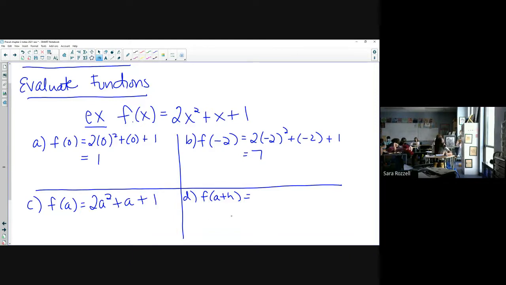On our last one, what's going in for our x values? A plus h in parentheses. So 2 times (a plus h) squared plus (a plus h). I could leave parentheses off here since it's a plus sign and there's no operation with it, but if you want to put them, you can. Would you like to leave it like this? I'd like to, but we don't need to.